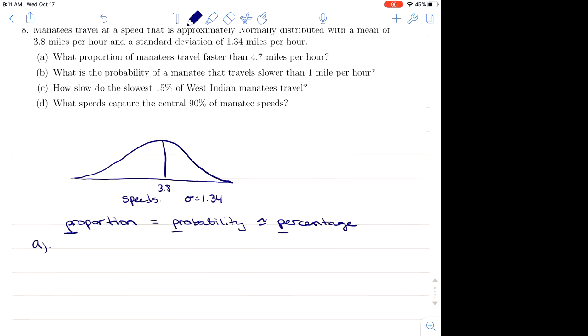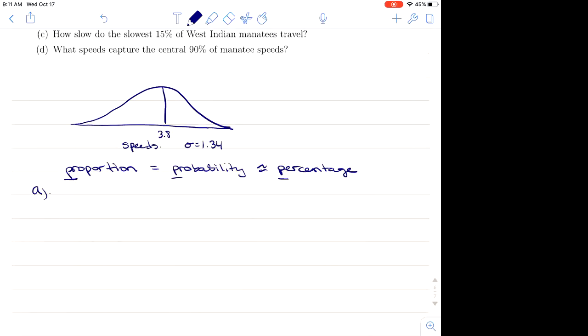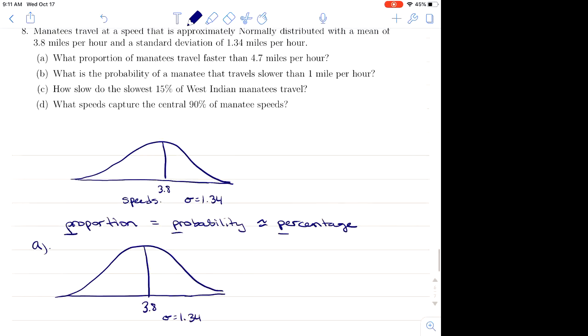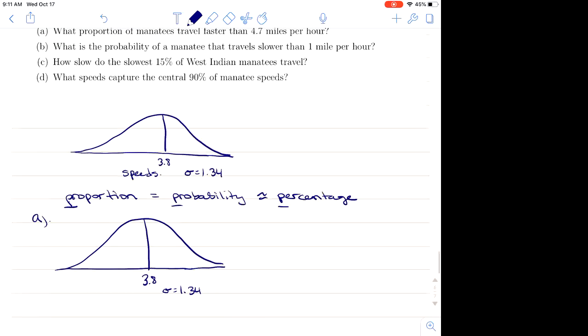So what proportion of manatees travel faster than 4.7 miles per hour? Okay, so let's draw out our normal distribution. Centered on 3.8 and sigma is still 1.34. And we want to know how many of them are faster than 4.7. So 4.7 is somewhere above 3.8. And I want to know what's this area here above it.